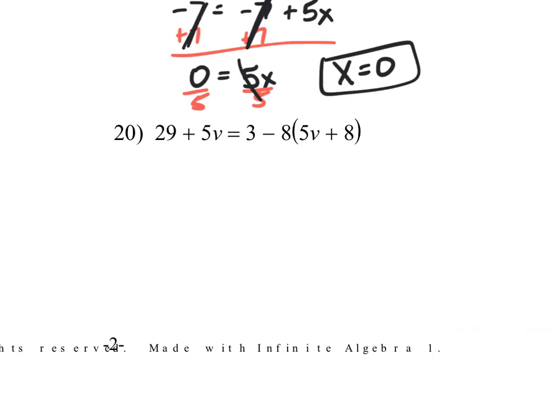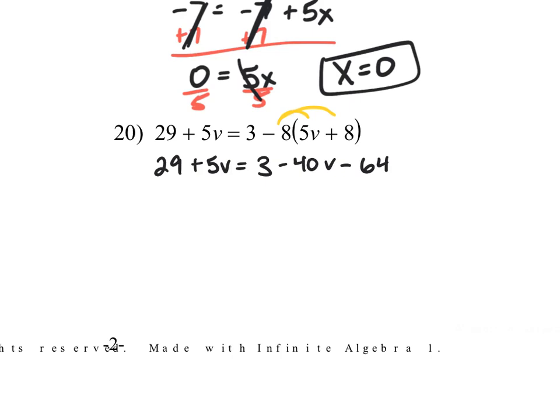Last one here is number 20. Is everybody okay so far? All right. Number 20 is one that I want to look at because you've got to distribute, but then you've got to simplify. You've got to combine like terms. So the first thing you start off here is distributing -8 to everything in that parentheses. So that leaves you with 29 plus 5v on the left side. And then you're going to get 3 minus 40v minus 64.